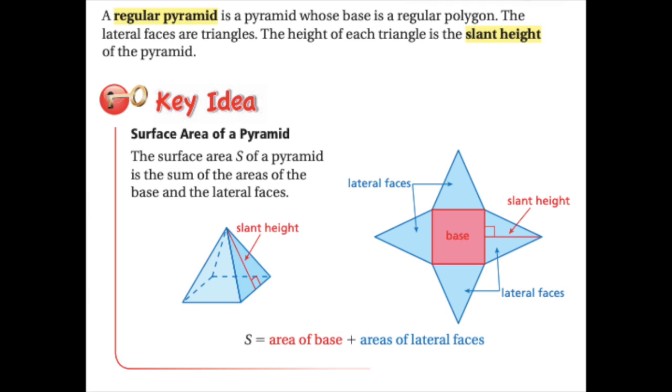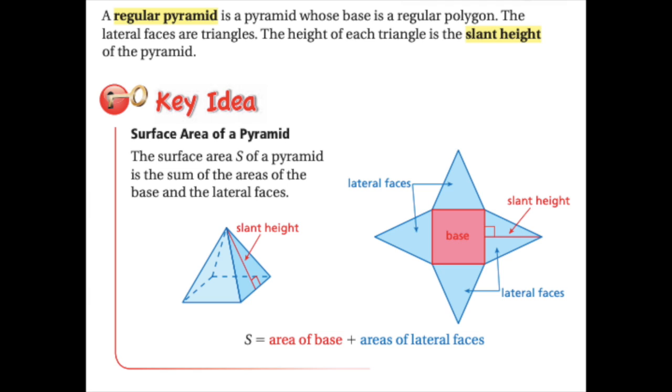A regular polygon is a polygon that has the same side lengths and the same angle measure for each of the angles. So if we're looking at this one here on the screen, we're looking at what would be a square as the regular polygon as the base. You could have an equilateral triangle that would be the base. You could have a pentagon where all of the angles are the same and all of the sides are the same. And so that's what we mean by a regular pyramid.